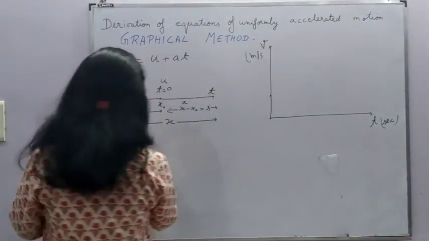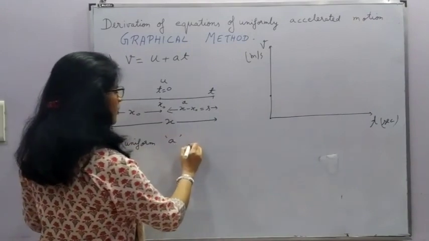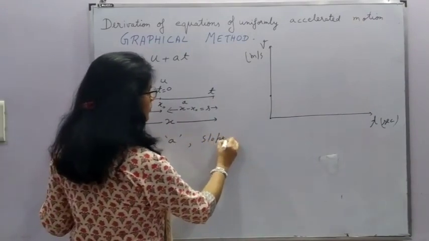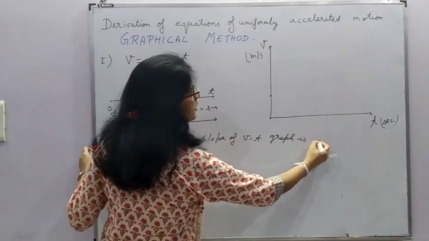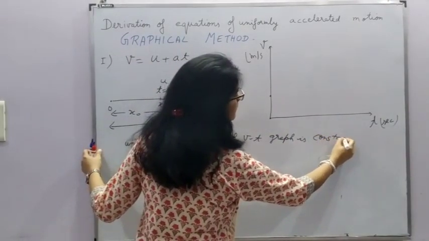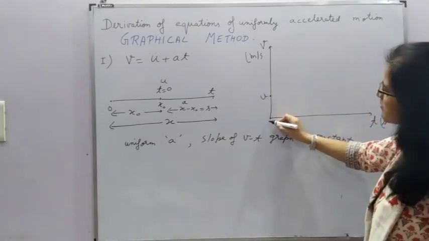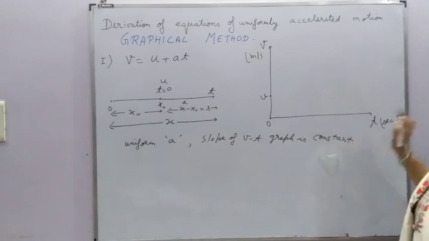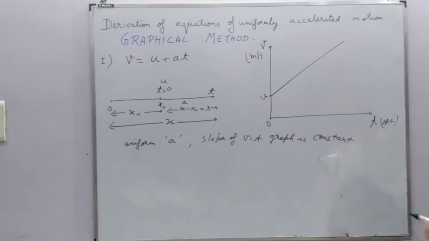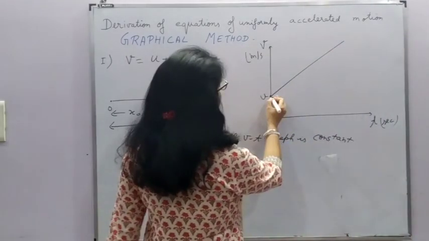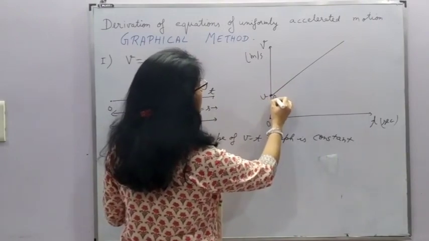For uniform acceleration, just recall the concept: the slope of the VT graph is constant. So this is the position which is the initial velocity, that is time t is equal to 0, and the slope of the VT graph is constant. That means our graph will be like this. Let's consider this point as A.